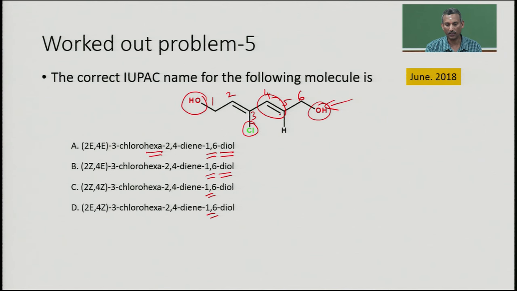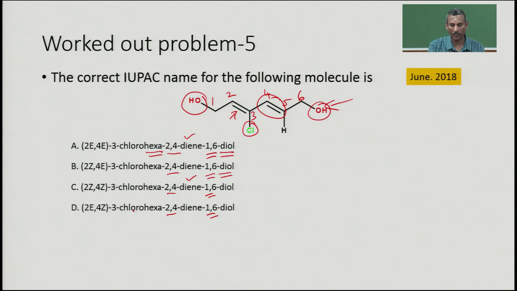And if you look at which end will get the lowest number, we have to give the lowest locant to the alkene unit here. So, this will get the lowest number 2. That means we have to start from this end of the molecule. So, 2 and 4 are the alkene units. So, 2,4-diene is also the one which is given in all the compounds.